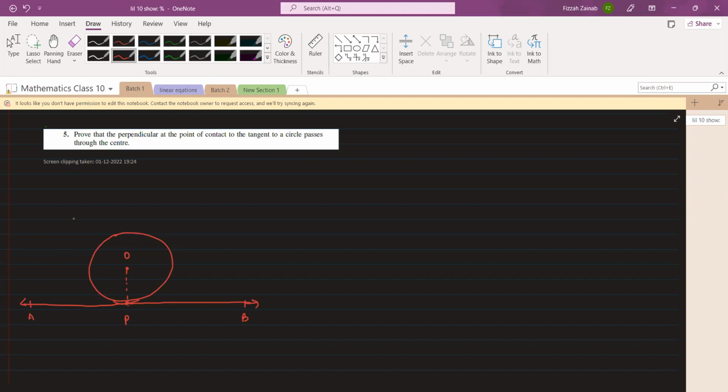So ultimately what you have to show here, Martin, prove that the perpendicular at the point of contact. So the perpendicular at the point of contact is actually OP, isn't it? Yeah, ma'am. Passes through the center. So ultimately you have to show here that OP is perpendicular to AB, right?